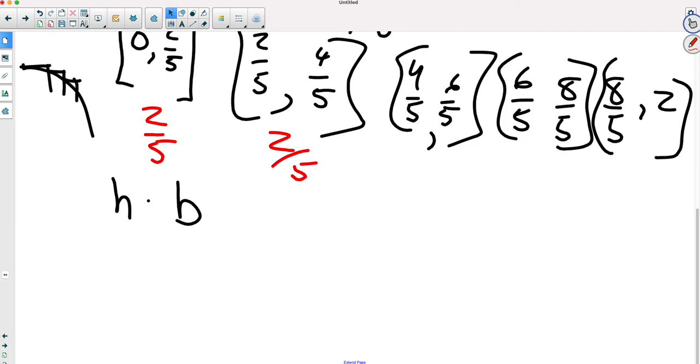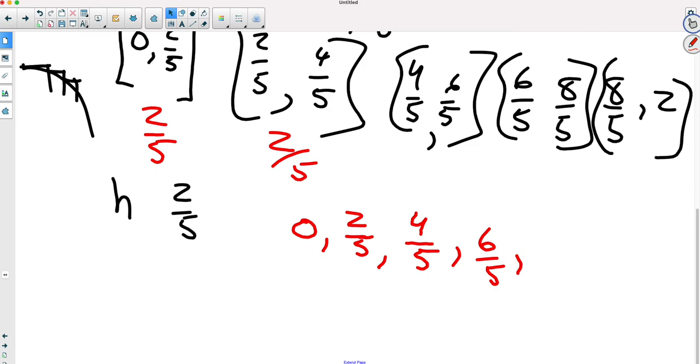What is it for the one that starts from the left side? I'm just going to draw it out real quick. For this one here, what's the width of each of these rectangles? 2/5. Does everyone see that? What's the height? Well, the height is going to be a function. This is what we did in college algebra. The height is going to be a function with these numbers. So this is the left side: 0, 2/5, 4/5, 6/5, 8/5.